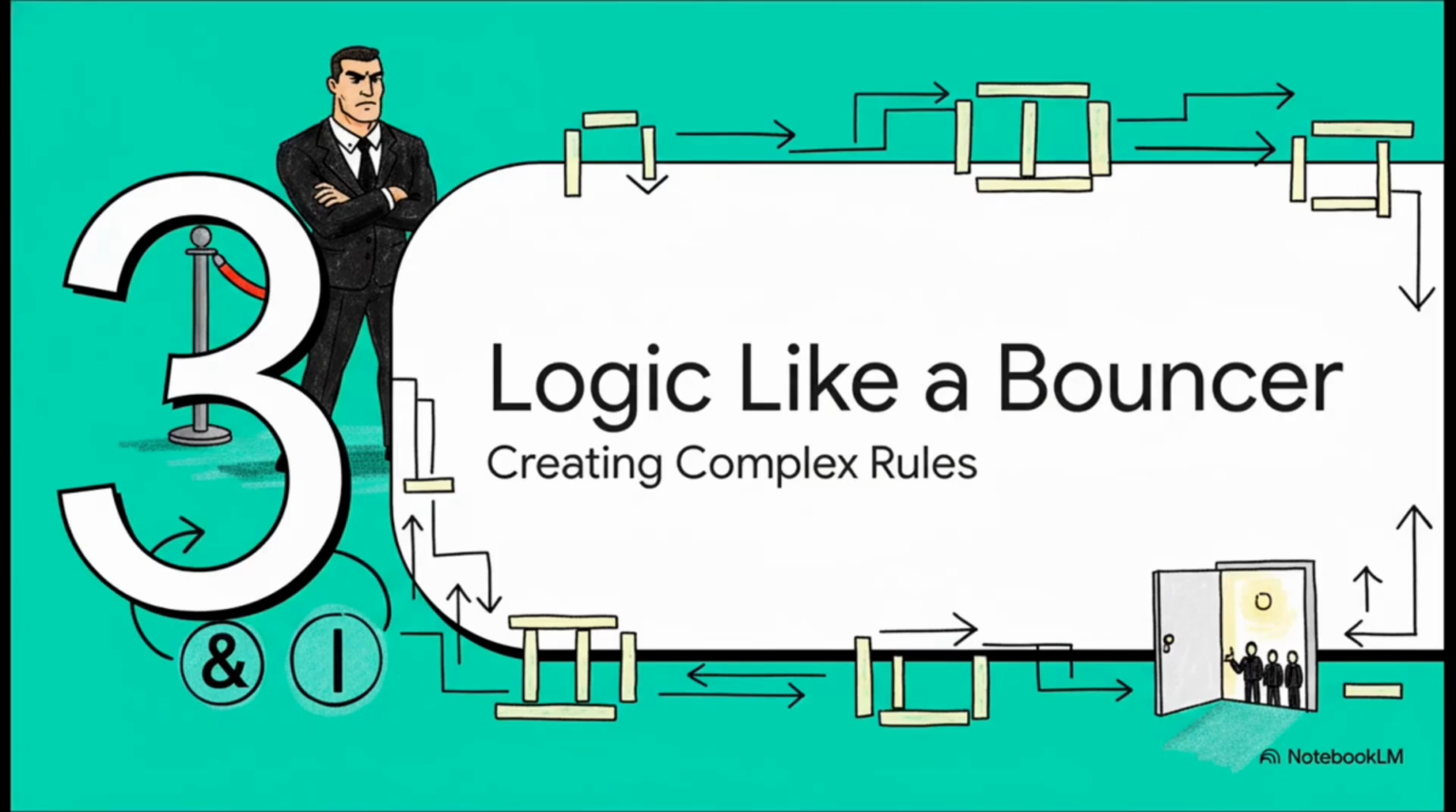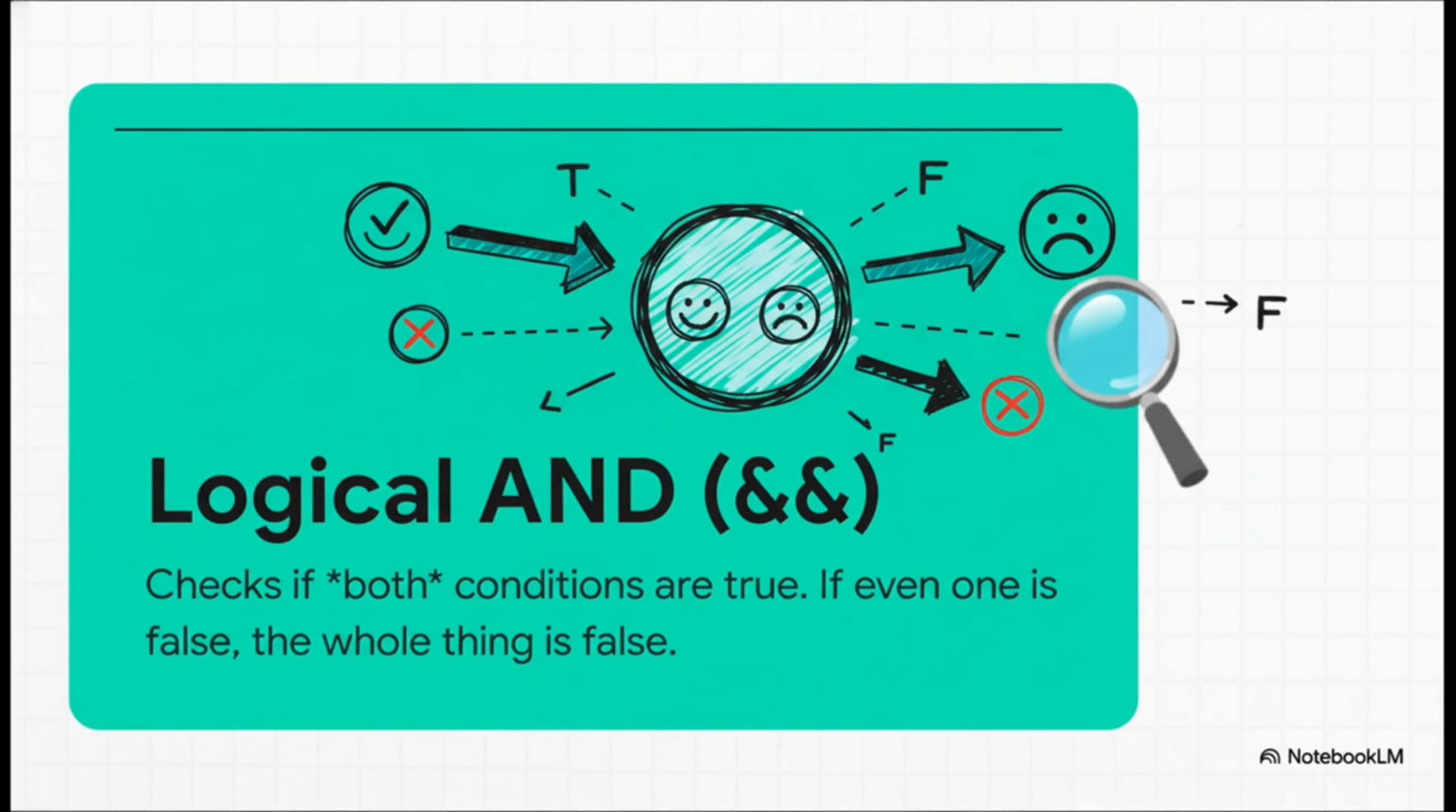Okay, so now we know how to ask a single yes-no question. But what if we need to create more complex rules? For that, we need logical operators. And a great way to think about this is to imagine a bouncer at a club who has a checklist for letting people in. Our first one is the logical and, we write it with 2 ampersands. Now, the and operator is really strict.